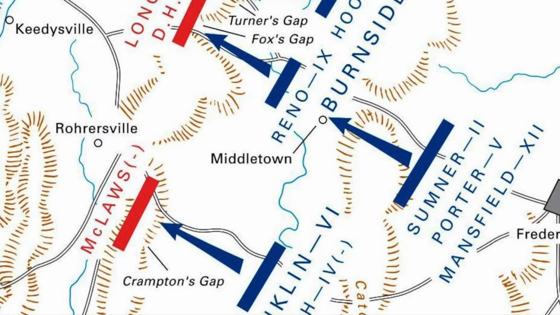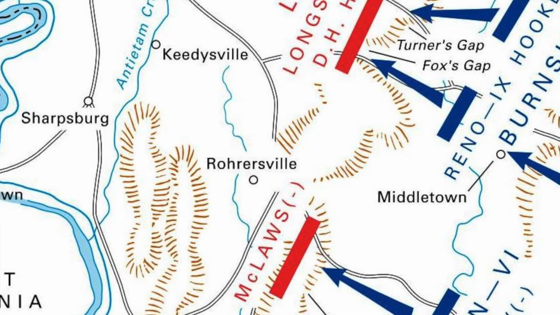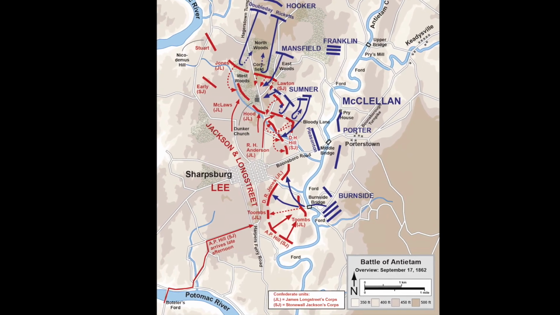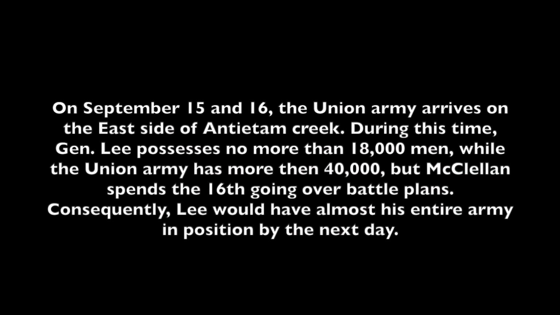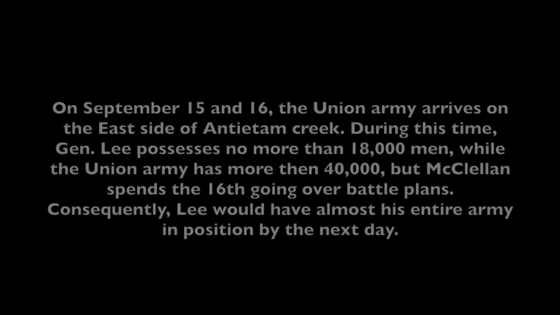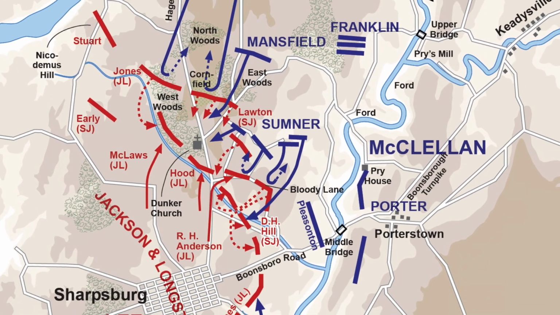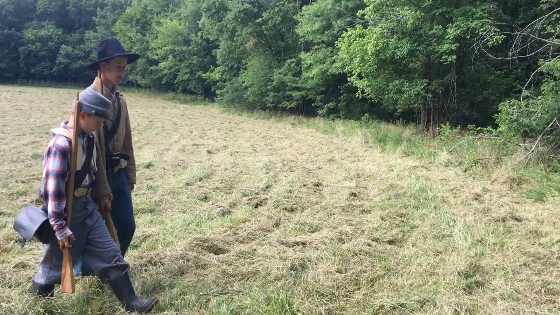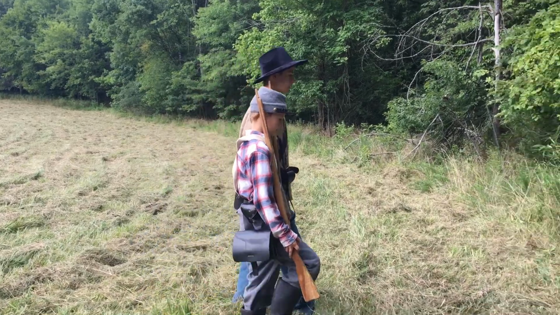After a stiff fight, the Union troops take the field, and the Confederate Army retreats to the town of Sharpsburg, Maryland. The exultant Union Army pursues. On September 15 and 16, the Union Army arrives on the east side of Antietam Creek. During this time, General Lee possesses no more than 18,000 men, while the Union Army has more than 40,000. But McClellan spends the 16th going over battle plans. Consequently, Lee would have almost his entire army in position by the next day.